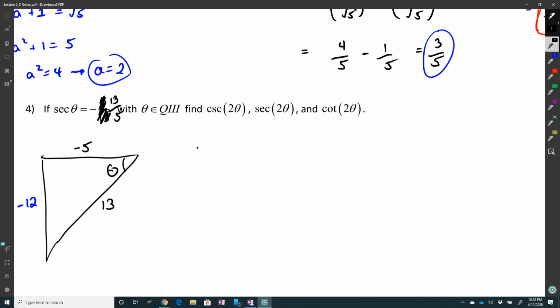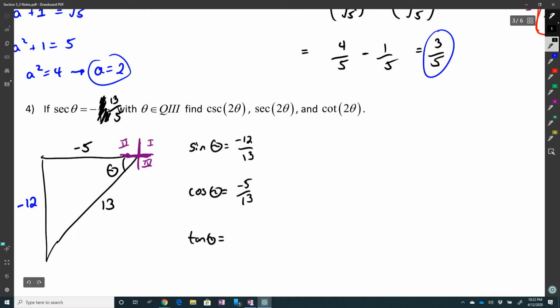All right, so we're in Q3. With this triangle, I know that, and again, Q3 means that here's the quadrant. Quadrant 1, quadrant 2, there's quadrant 3, there's quadrant 4. Anyway, I know that sine of theta is opposite over hypotenuse, so a negative 12 over 13. I know cosine of theta is negative 5 over 13. And then tangent of theta is going to be 12/5. Right, so now I can figure out all the other terms.